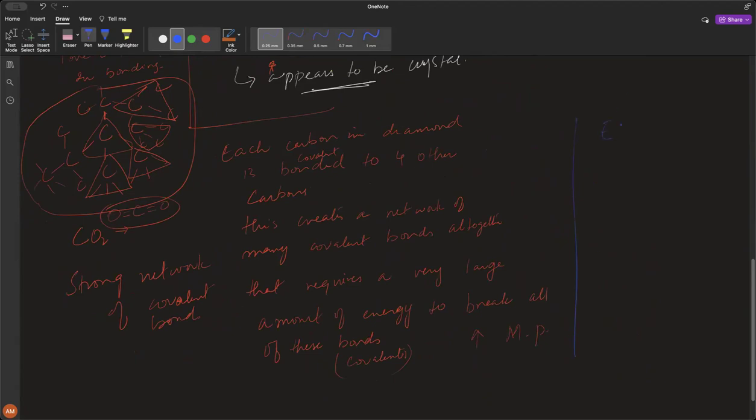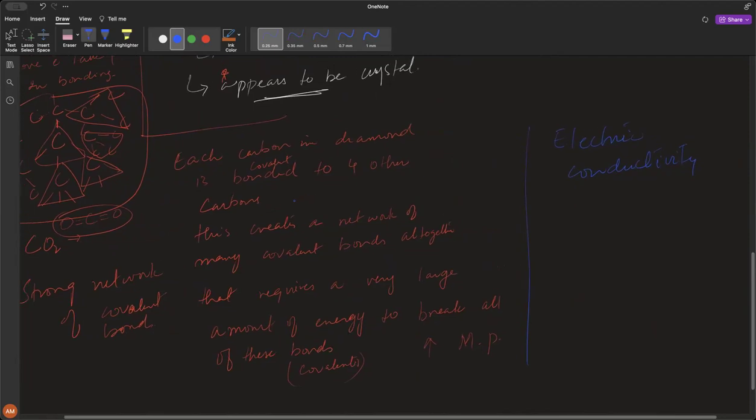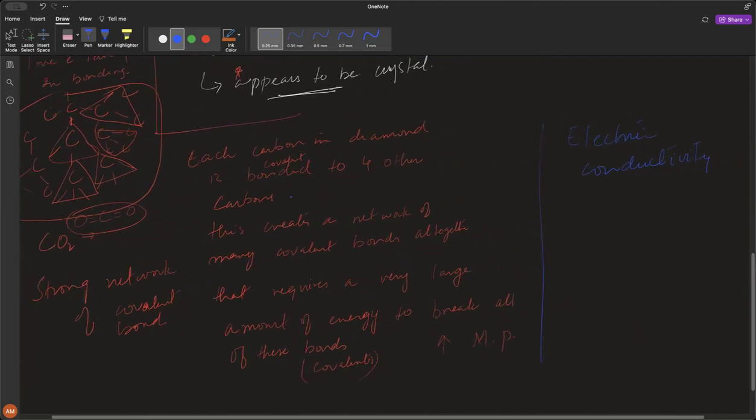The next point that we have to discuss is electric conductivity. Everybody has understood this point? Why is diamond so strong? This is the line that you have to stick to, what you have to keep in mind in your exam: each carbon in diamond is covalently bonded to 4 other carbons. This creates a large network of covalent bonds altogether, making it very hard and raising its melting point to a very high level.